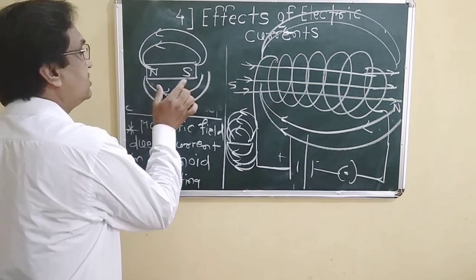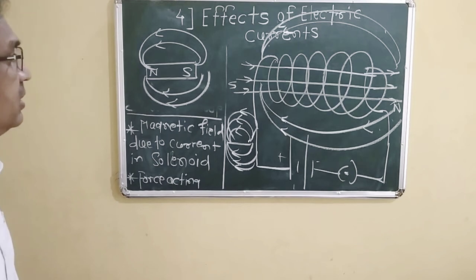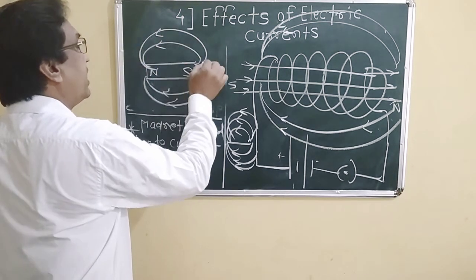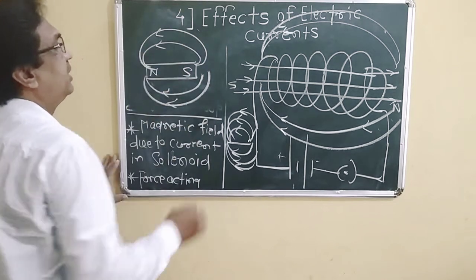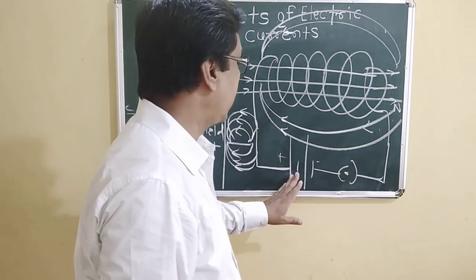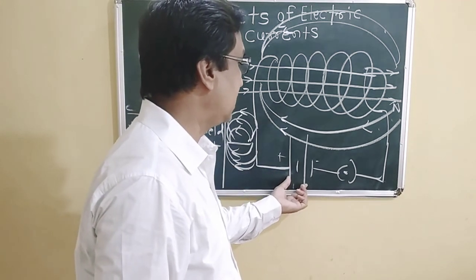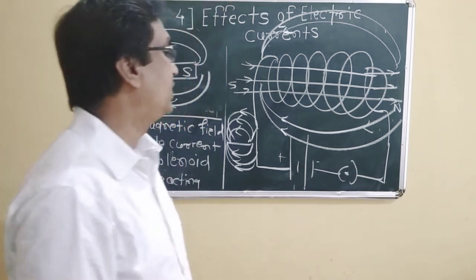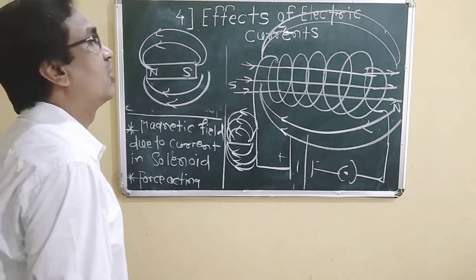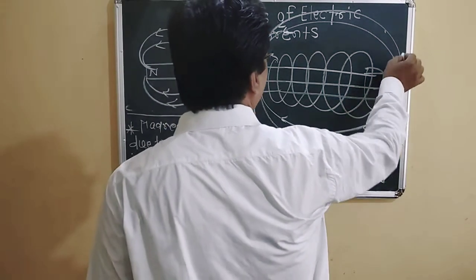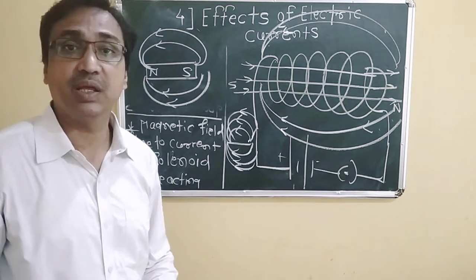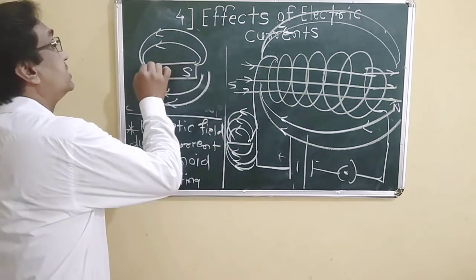Here a bar magnet is there, and in a bar magnet the lines of force are semi-elliptical. The same thing happens here. If we connect a source, that means a cell, and here is the key, after passing an electric current through the solenoid, we can easily find that the magnetic field produced there due to the electric current is like a bar magnet.